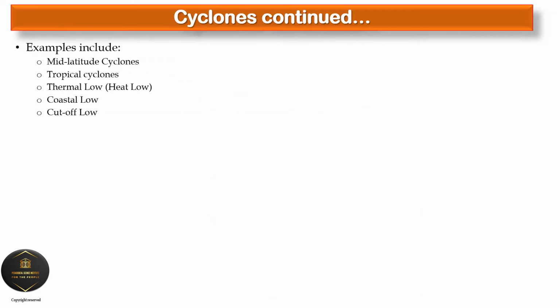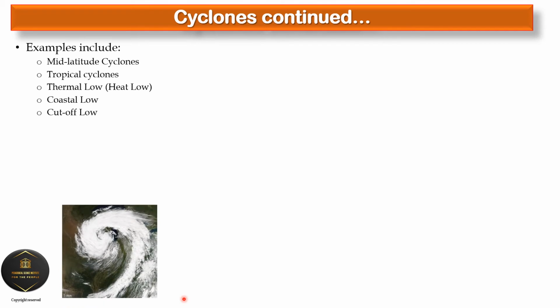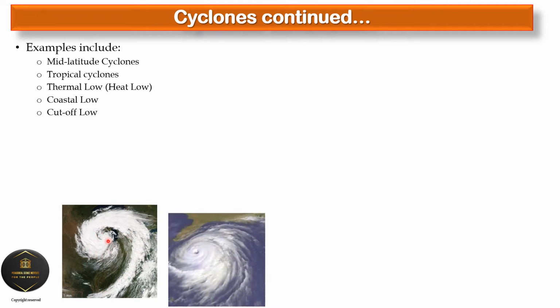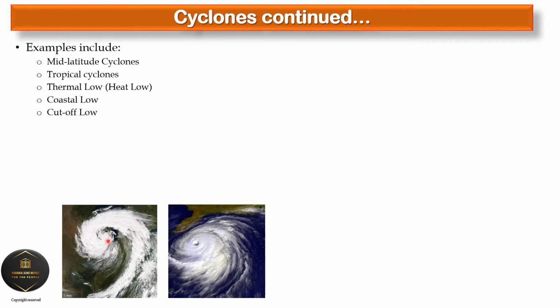Now let's look at some examples of cyclones. They include mid-latitude cyclones. This is a diagram showing us what a mid-latitude cyclone is. You see that it is associated with, remember we said, unstable weather, and there is a band of clouds over there. It shows us that this is a low pressure system. We also have tropical cyclones as examples.